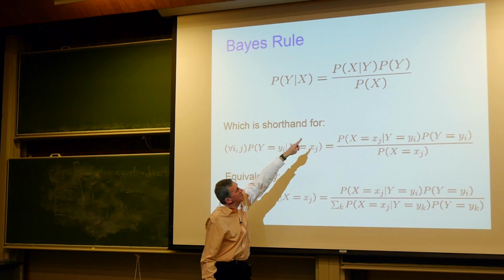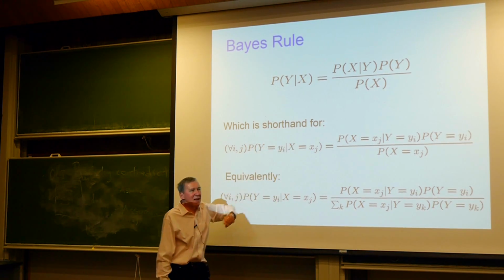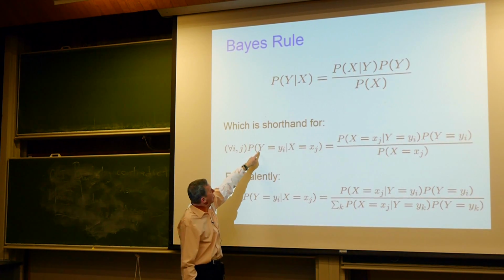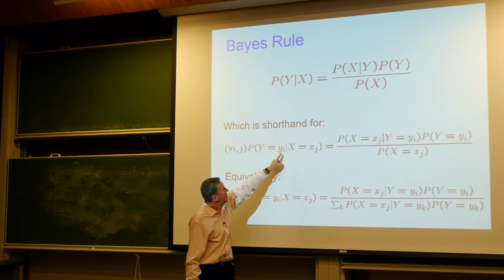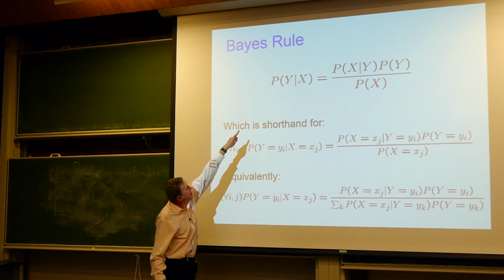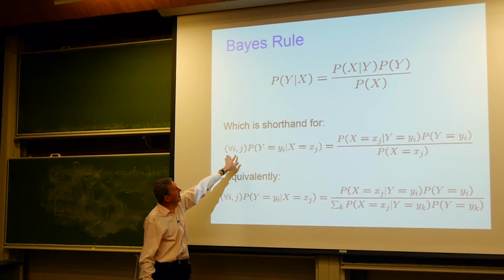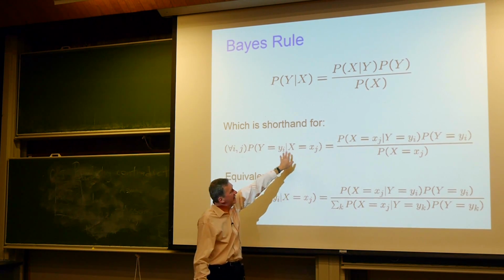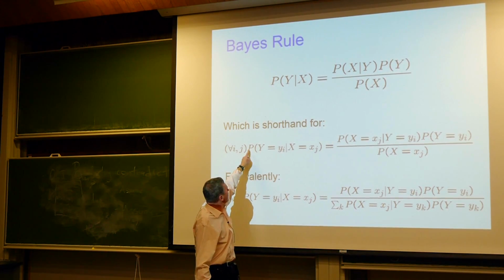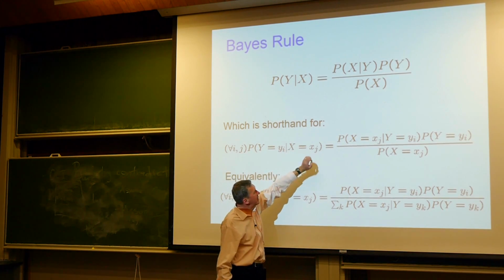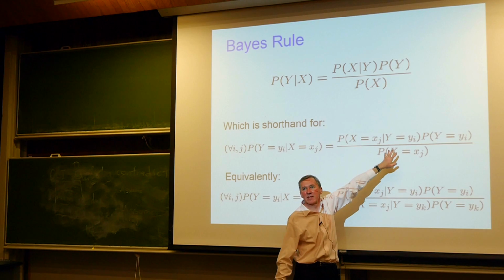So when we put up an expression like that, what are we really meaning? What we're really meaning is this, to be more precise. What we mean is that if you think of all the values y can take on, all the values x can take on, then what that statement really means is for all values yi and xj that they can take on, the probability that y has this particular value given that x has that particular value is this.